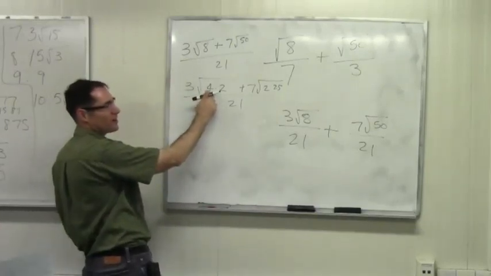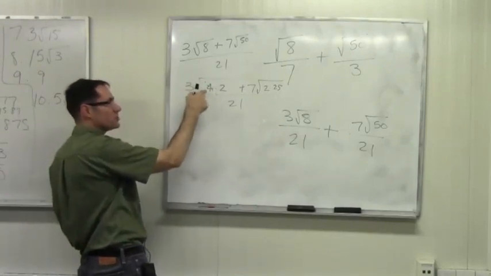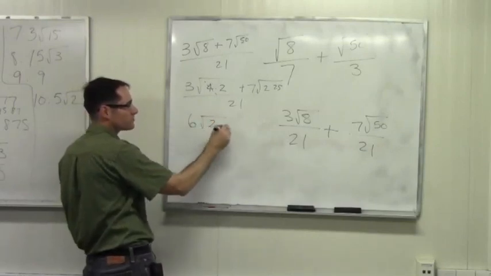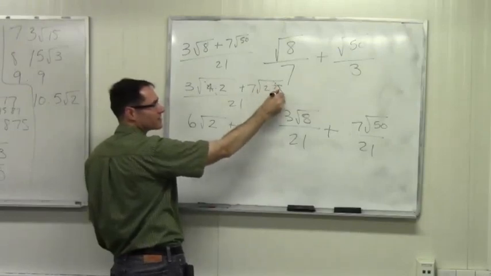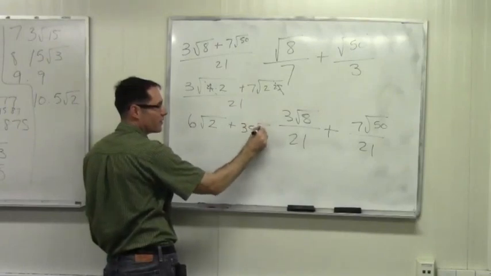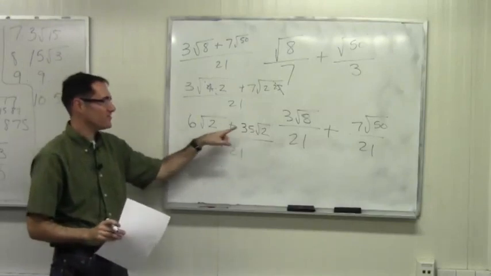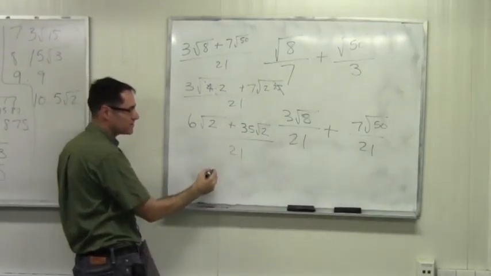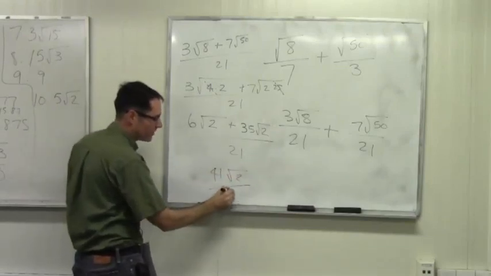Which one can we get rid of here? 4. What's the square root of 4? 2. 2 times 3 is 6 square root of 2. Plus, which one can we get rid of here? 25. That's going to be 5 times 7 is 35 square root of 2 divided by 21. Can we now add these two because they have the same radical? Now we can. So 6 plus 35 is 41 square root of 2 divided by 21.